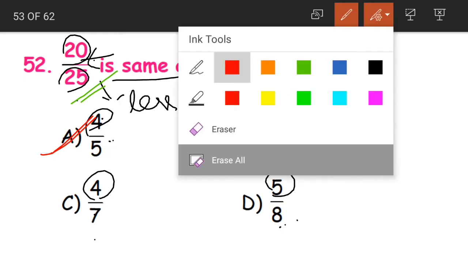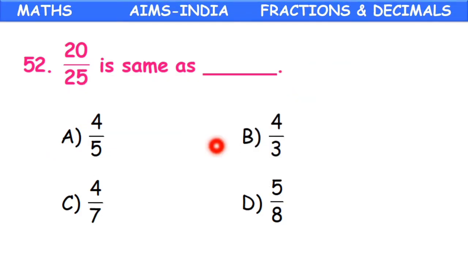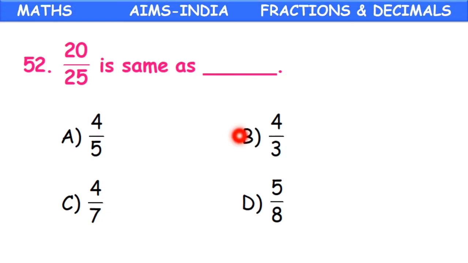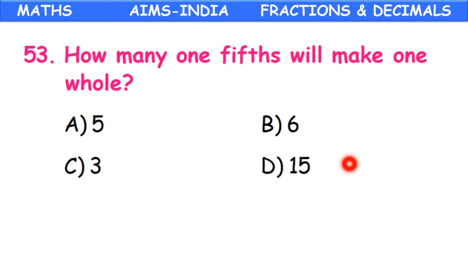Clear children? Equivalent fractions can be found out by either multiplying or also by dividing the numerator and denominator by the same number. Next question 53. How many 1/5ths will make one whole?